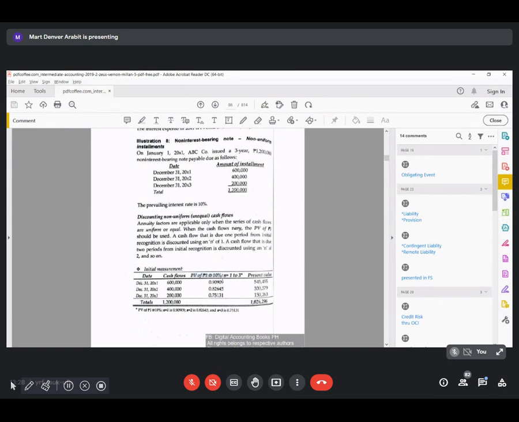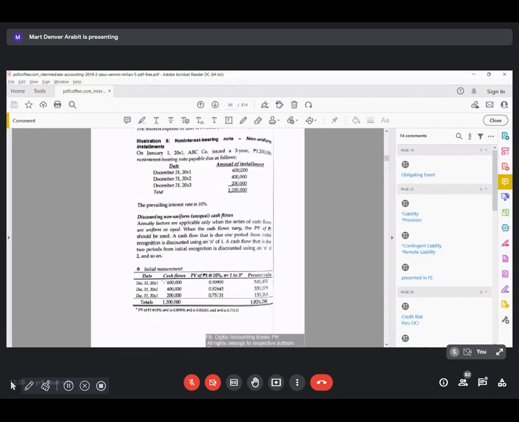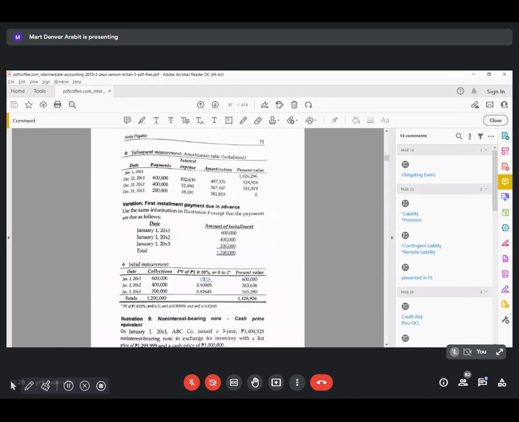So this is using our simple computation. But for this one, this is payable in advance. So the table we will use is different. So this one, in the first, we apply the present value factor right away. But on the second one, no, because the installment is payable in advance. So meaning, the present value is equal to its fair value. So, there is no present value to recognize on the first installment.